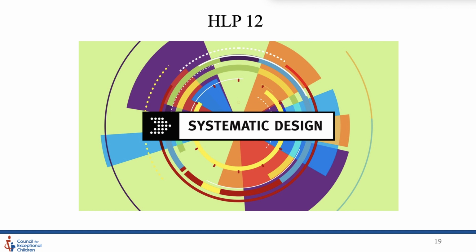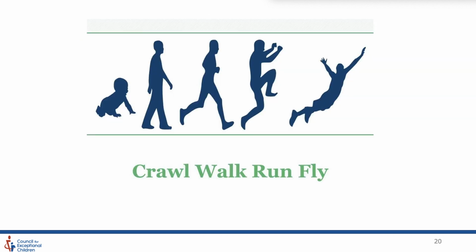If you've been watching this series, you'll also know about HLP number 12, which is to provide systematically designed instruction based on the student's learning goals that can help them be successful. And one of the things that we should systematically design for is generalization and maintenance of skills, knowledge, and strategies that are going to be utilized.